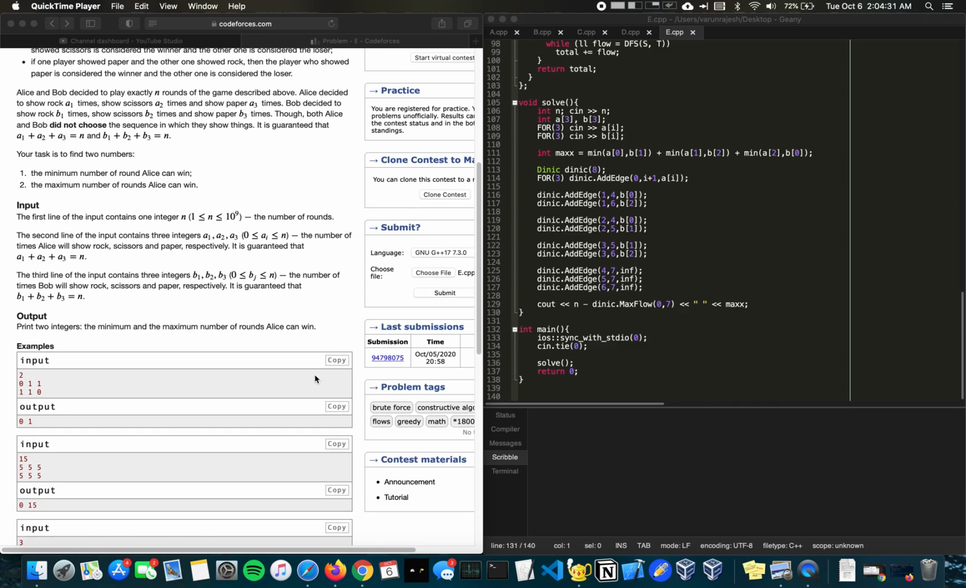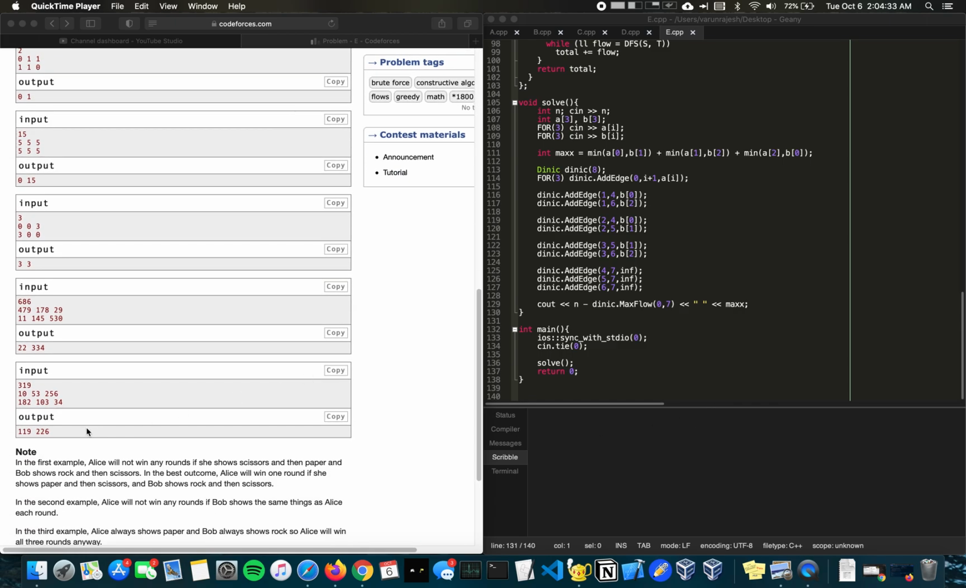So let's look at the very last test case, right? This is rock, this is scissors, this is paper. So this number tells us the number of times Alice will play rock, the amount of times she'll play scissors, and then the amount of times she'll play paper. And these are the same values for Bob.